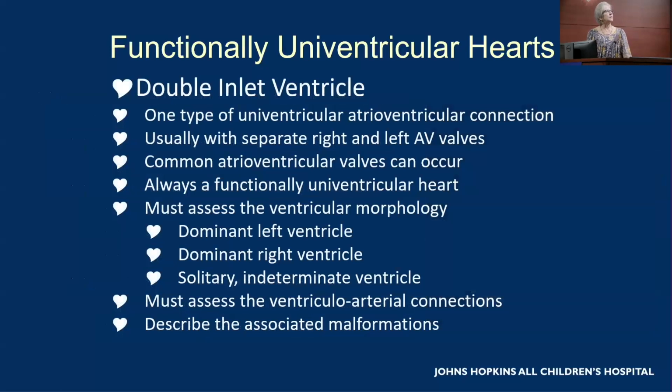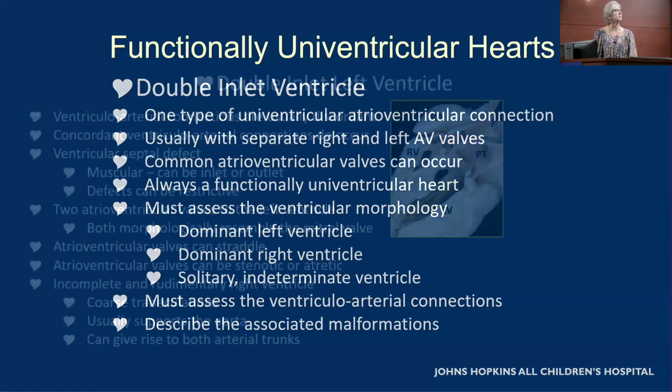So when we talk about double inlet ventricle, it's one type of univentricular atrioventricular connection. Usually there are separate right and left atrioventricular valves, but you can have a common atrioventricular junction with this arrangement. It's always a functionally univentricular heart, and we must assess the ventricular morphology for whether we have a dominant morphologically left ventricle or dominant morphologically right ventricle. Is that chamber solitary and indeterminate? We also must assess the ventricular arterial connections and describe the associated malformations.